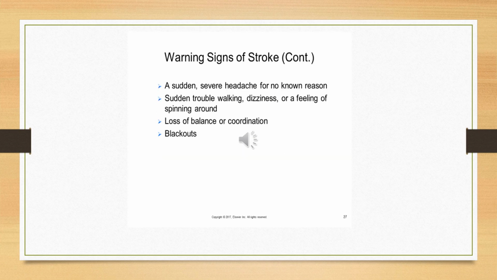Other warning signs might be that they all of a sudden have a severe headache for no apparent reason, or they have difficulty walking, they can't walk, they start to get dizzy, they're not coordinated, they're blacking out, things like that. Those all might also be warning signs that a stroke is impending.